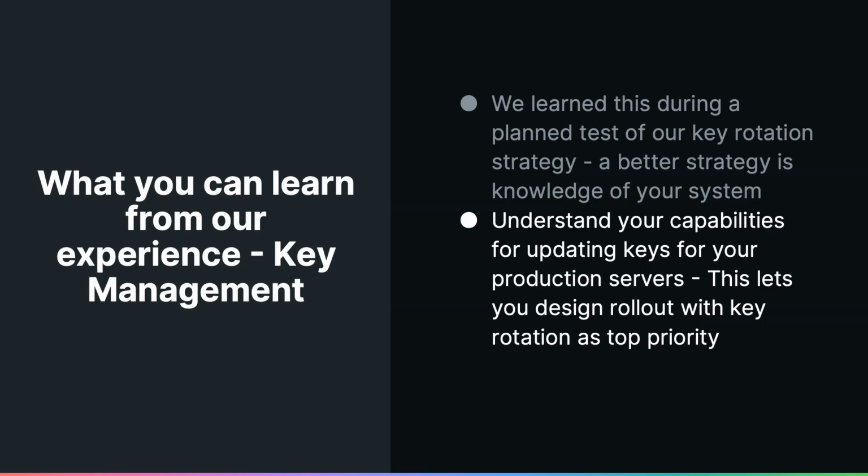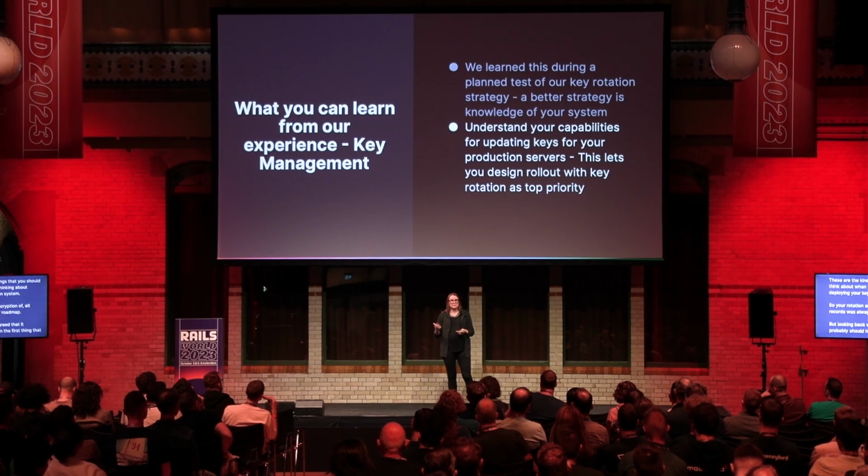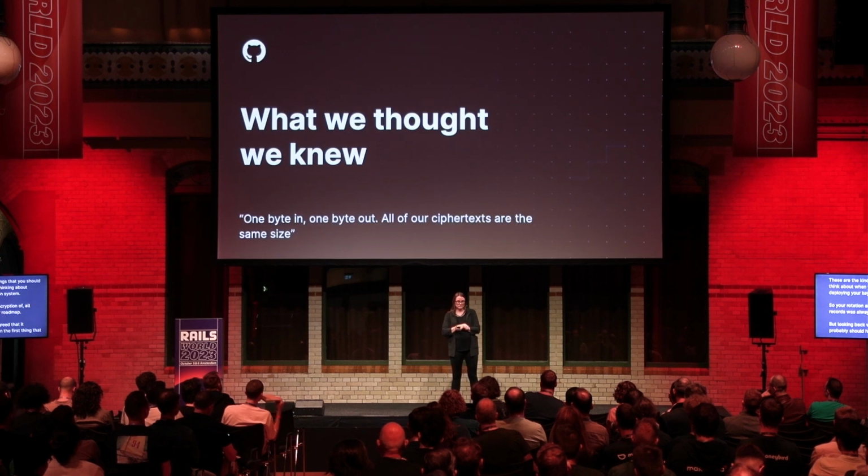So key rotation and re-encryption of all records was always in our roadmap, but looking back, we all agreed that it probably should have been the first thing that we looked at and looked at really hard. ActiveRecord encryption with the backwards compatibility key list makes key rotation really, really easy, so take advantage of that.